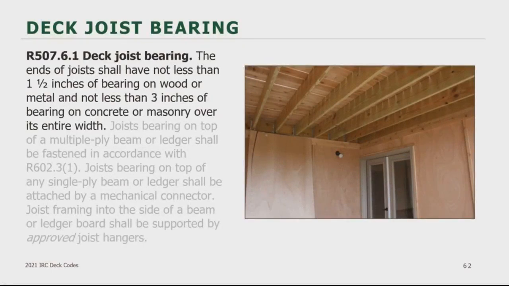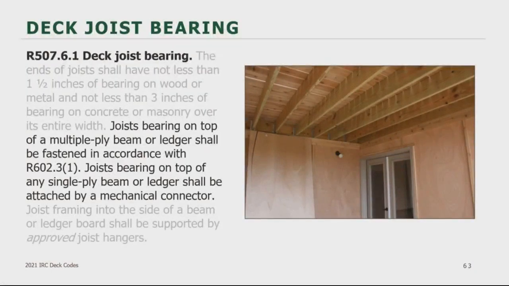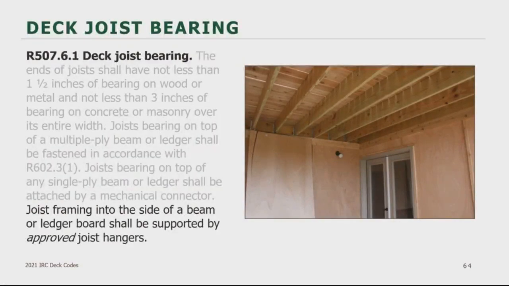If a joist is bearing on a single-ply beam, a mechanical connector is required. Find a connector that's appropriate for use in that situation, and of course designed for use on the exterior. If a joist is framing into the side of a beam, a joist hanger is required for that connection. Again, make sure it's designed for exterior use.